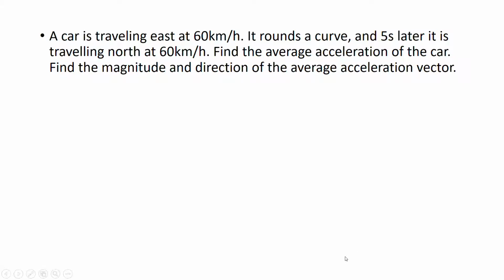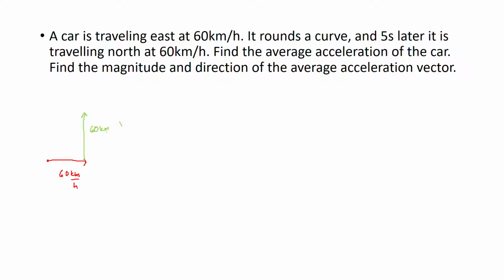Now, we know that at the beginning of the problem, there's a car that's driving east. Okay, so it goes from west to east at 60 kilometers per hour, and then it changes its direction in 5 seconds, and it starts moving to the north at 60 kilometers per hour.